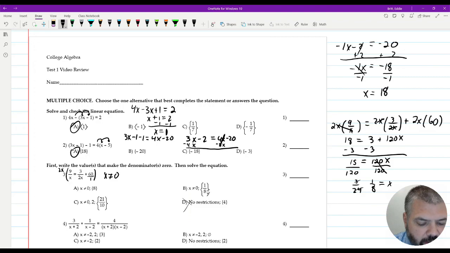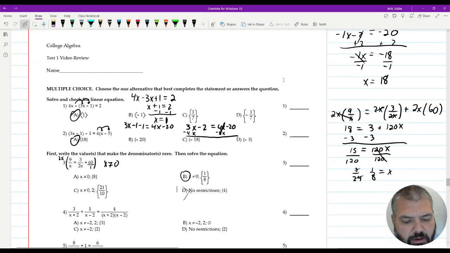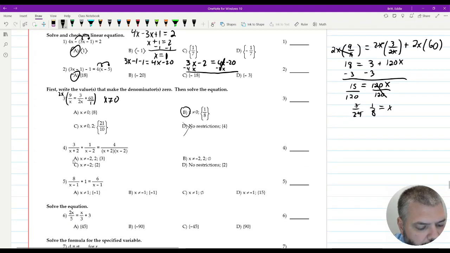So x cannot be equal to 0, and the solution set is 1/8. Now on the next problem. Look at all of the denominators. We want to see what we would have to plug in for x to make any of the denominators equal to 0.